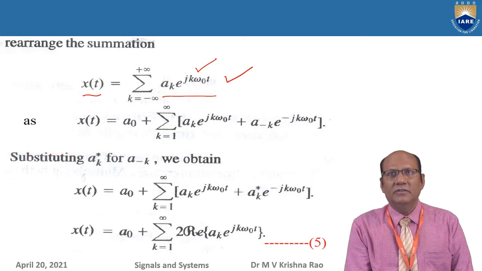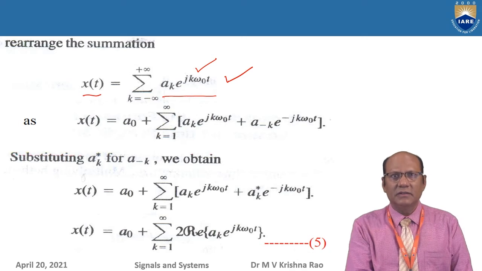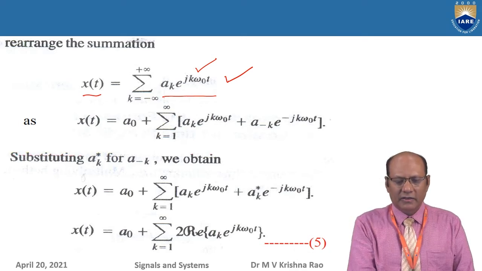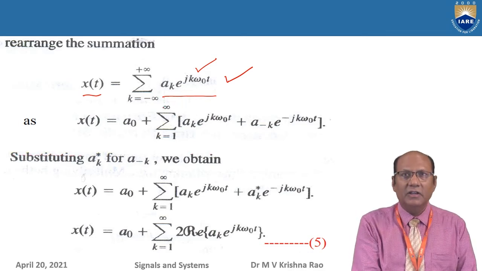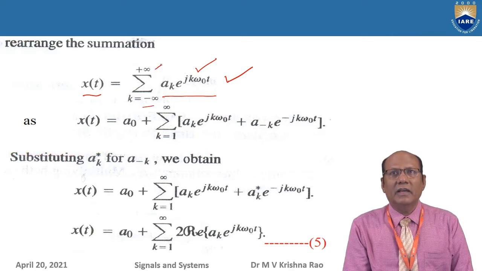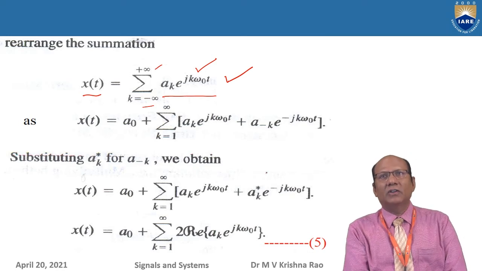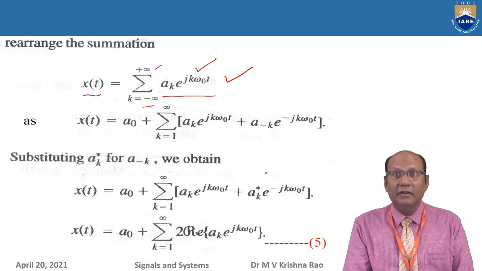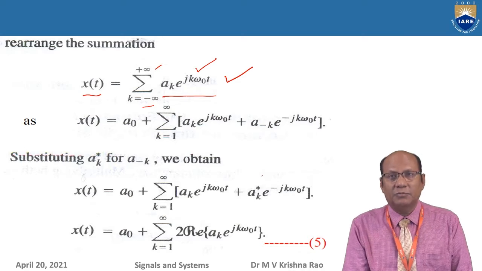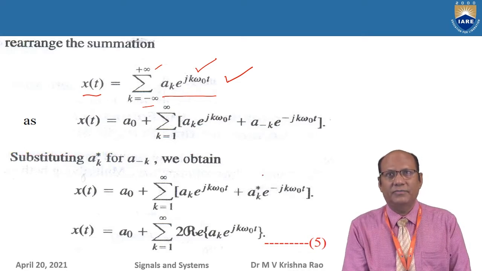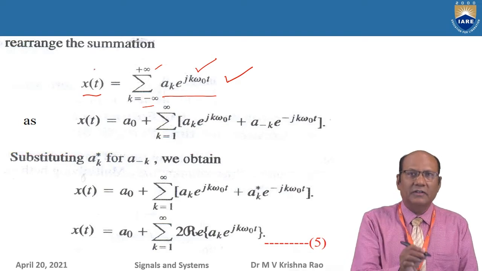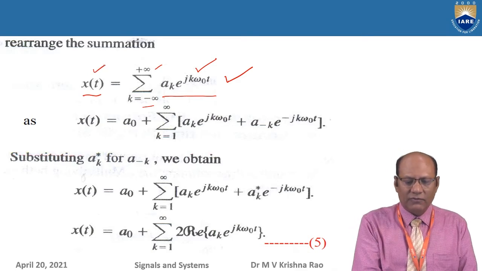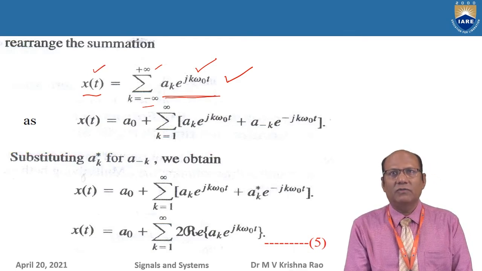These are also called basis functions. How many basis functions are there here? Infinite number of basis functions, k equal to minus infinity to plus infinity. It means we have taken the complete set of mutually orthogonal, harmonically related, complex exponential or complex periodic functions, and I am trying to represent the given signal in terms of all these orthogonal functions.